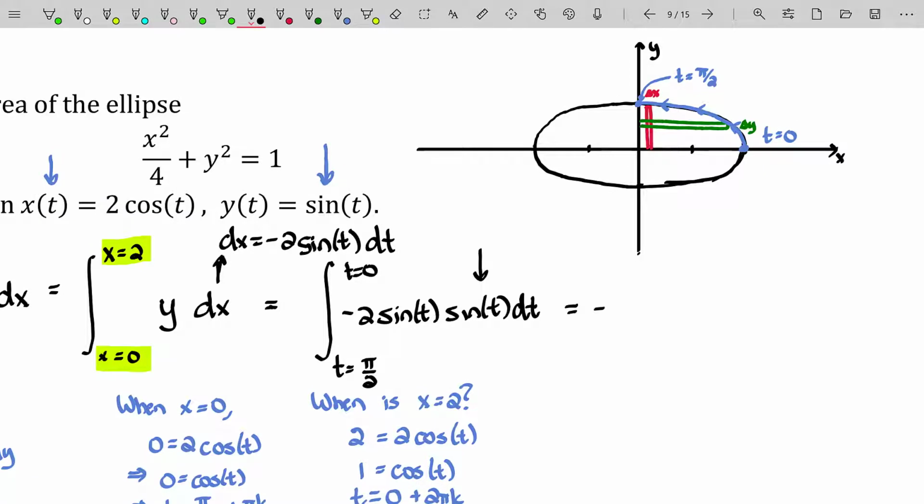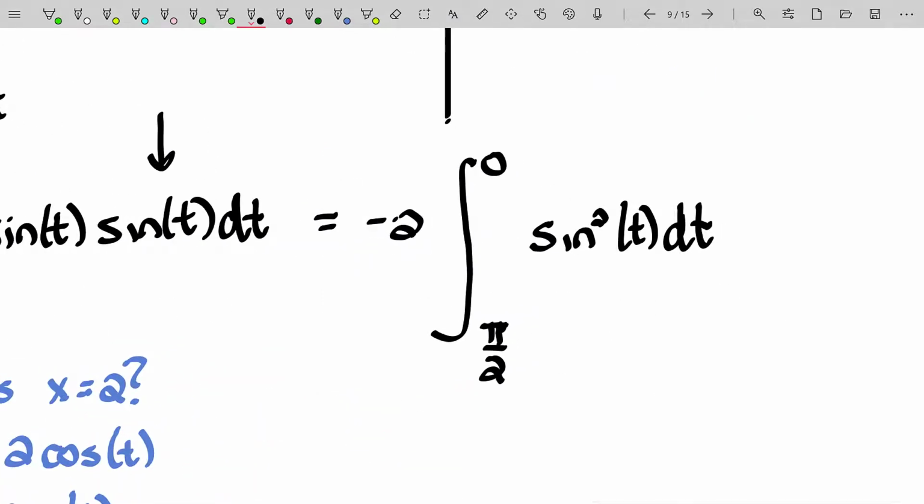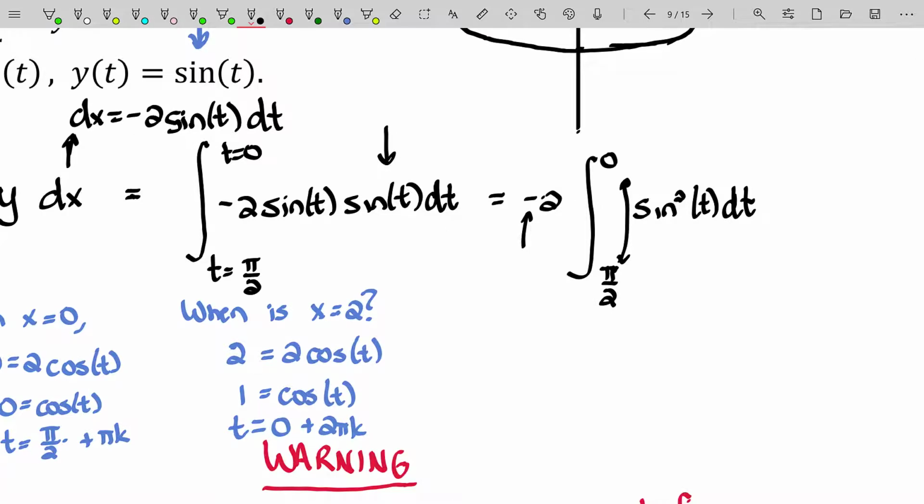So when you look at this integral, it's negative 2 times the integral from t equals pi over 2 to t equals 0 of sine squared of t. And a lot of students initially will look at this and say, wait, it's a negative area. Nope, it's not a negative area because that negative will be canceled when we swap the limits. That's one of the properties of integrals. So let's go ahead and swap those limits. That'll be 2 times the integral from 0 to pi over 2.